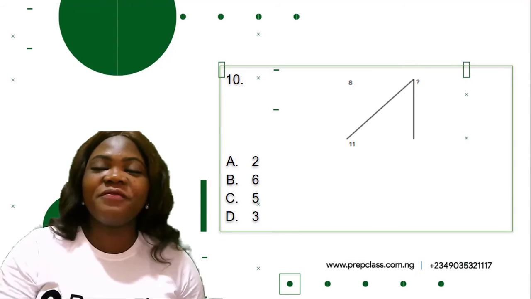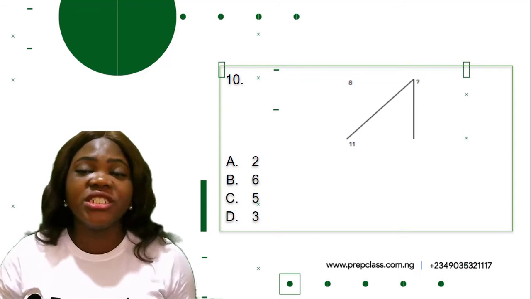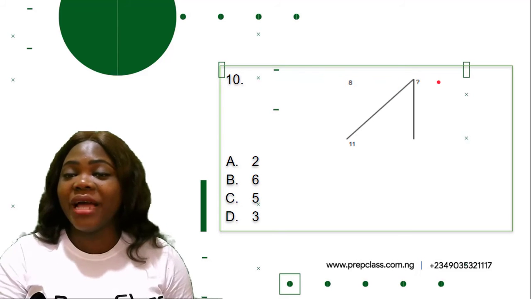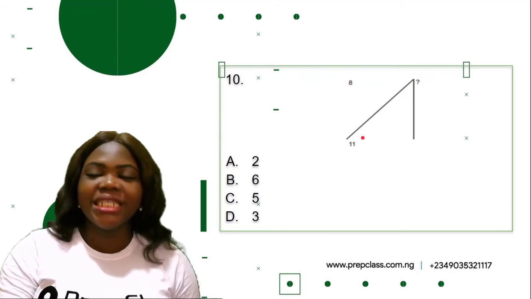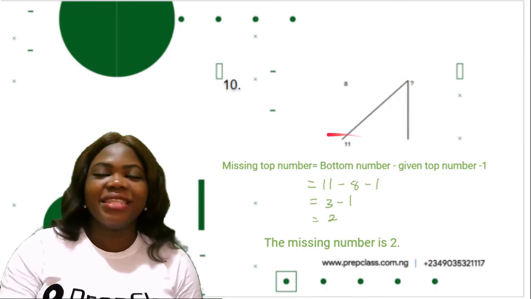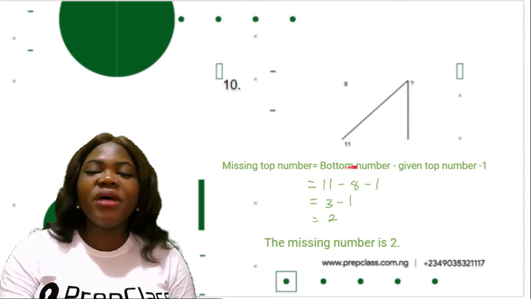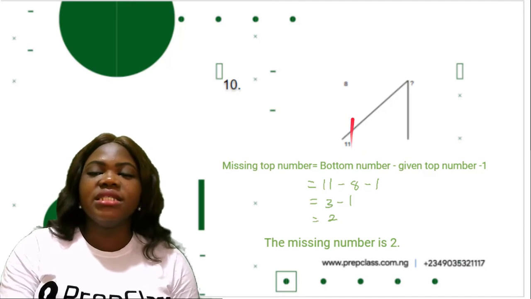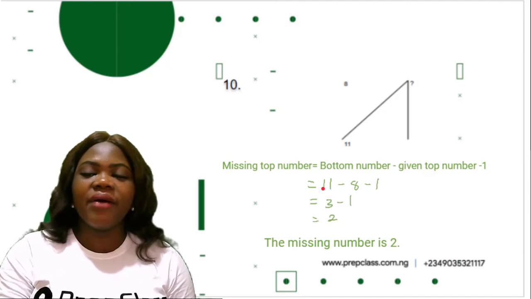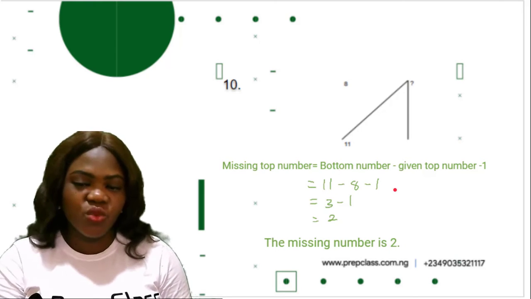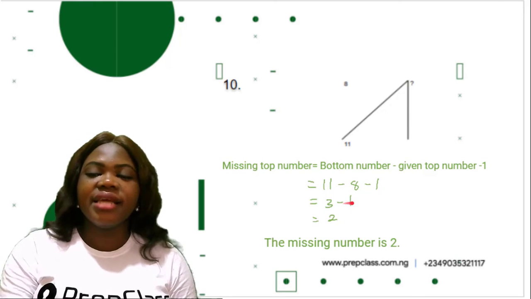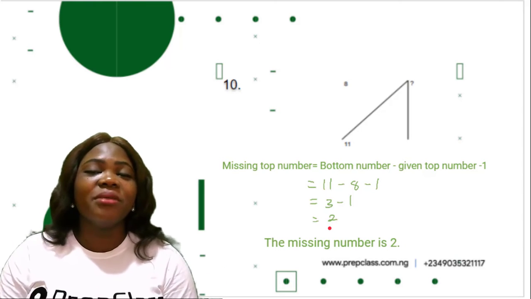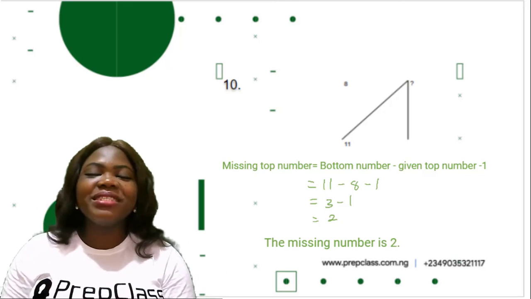Check. Now the final question in this video, question 10. Okay, so we are given one of the top numbers, the second top number is missing, and we're given the bottom number. So how do we do this? Remember that to get the missing top number, you do bottom number minus given top number minus 1. The bottom number here is 11, the given top number is 8. That is now 11 minus 8 minus 1. 11 minus 8 is 3, then 3 minus 1 is 2. Okay, so now we have the missing number to be 2.